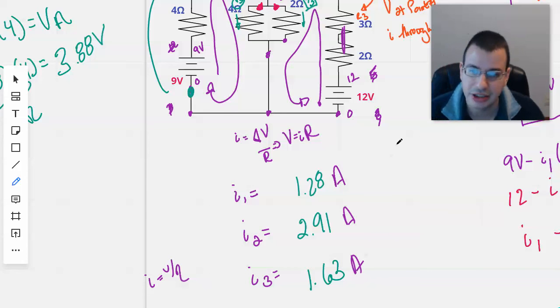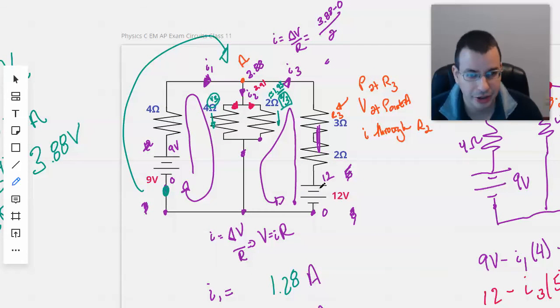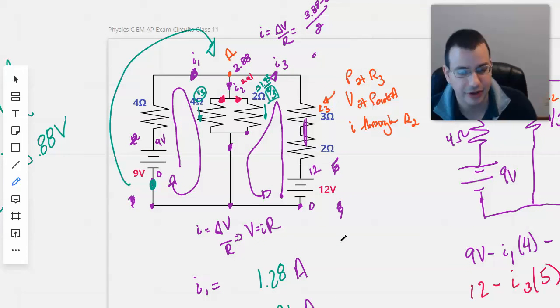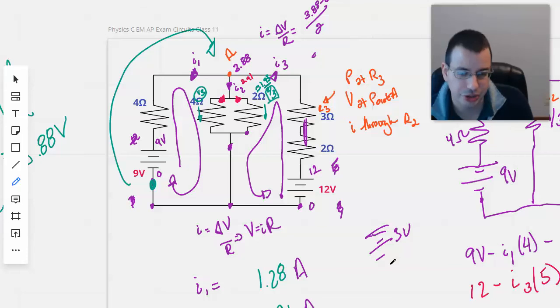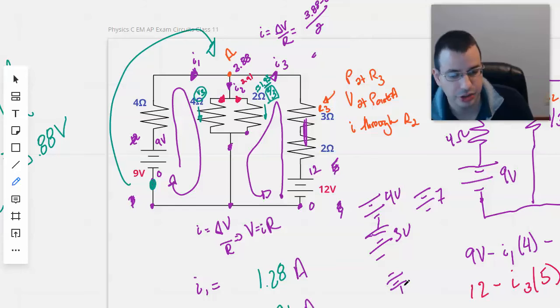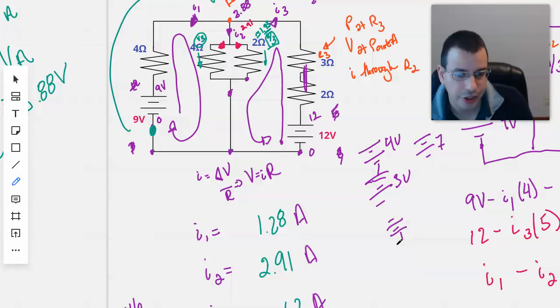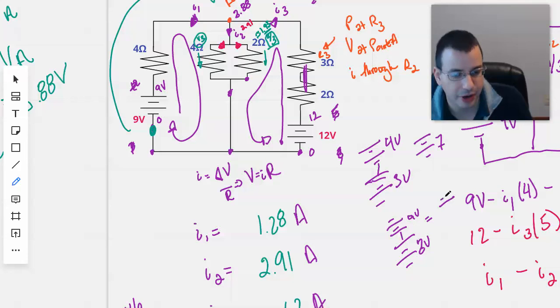Reviewing how we did this, we had 2 batteries, which you can combine if you have a battery like this, which is 3 volts and is connected in series to a battery like this, which is 4 volts. You can combine those into a 7 volt battery. But if you have them in opposite directions, this was 3 volts, this was 4 volts, you could combine that into one battery pointing downwards as 1 volt.